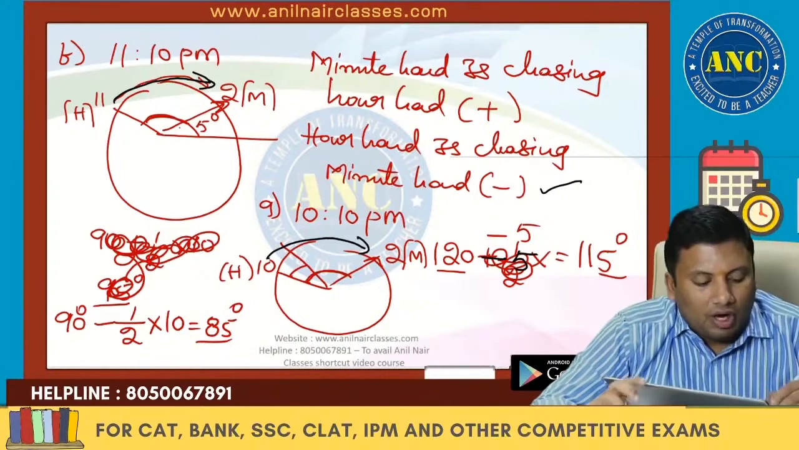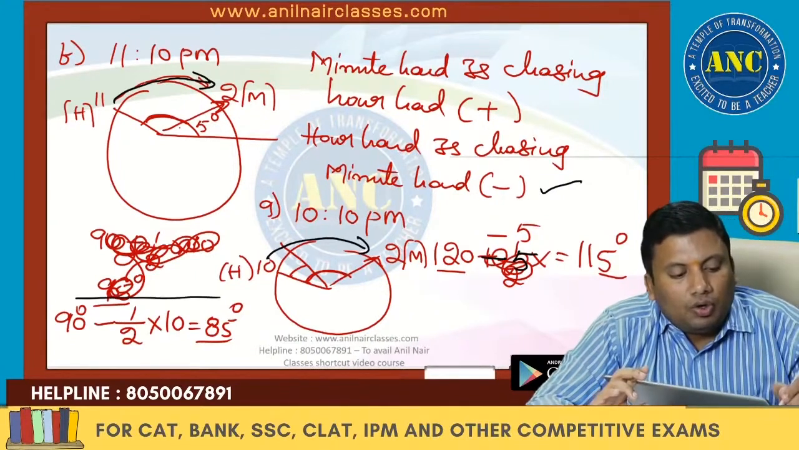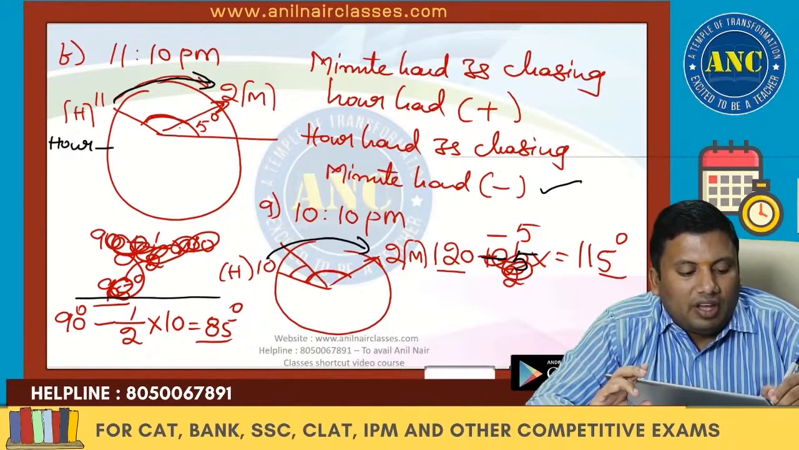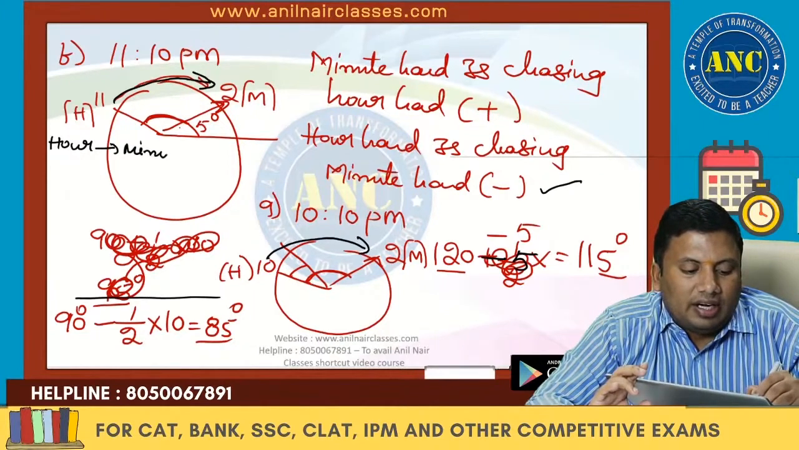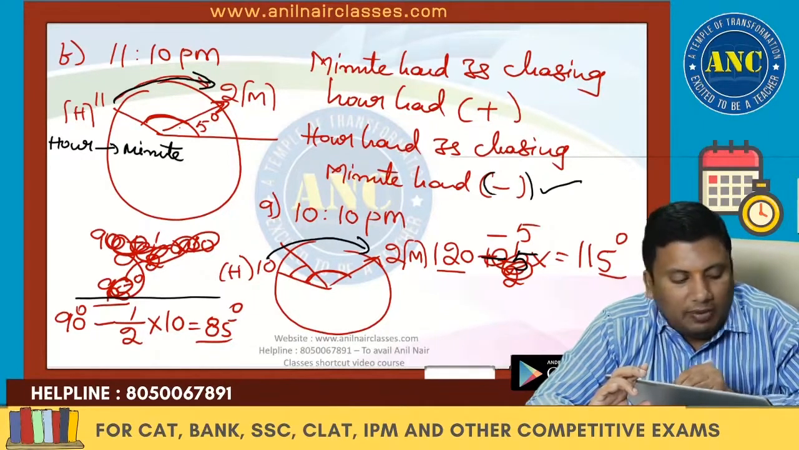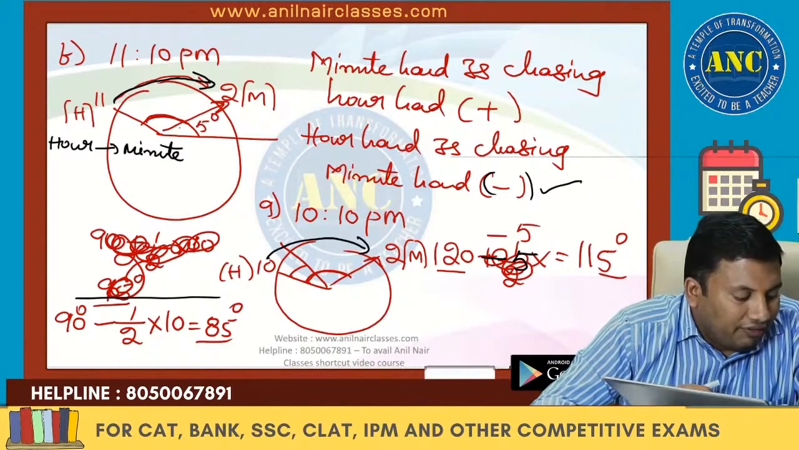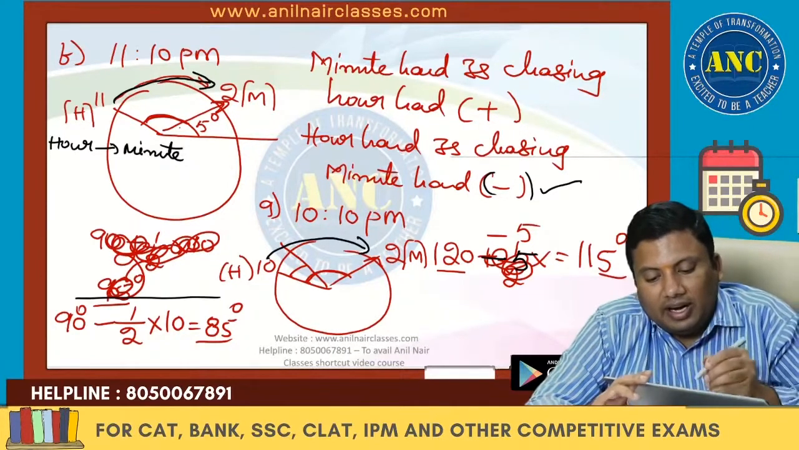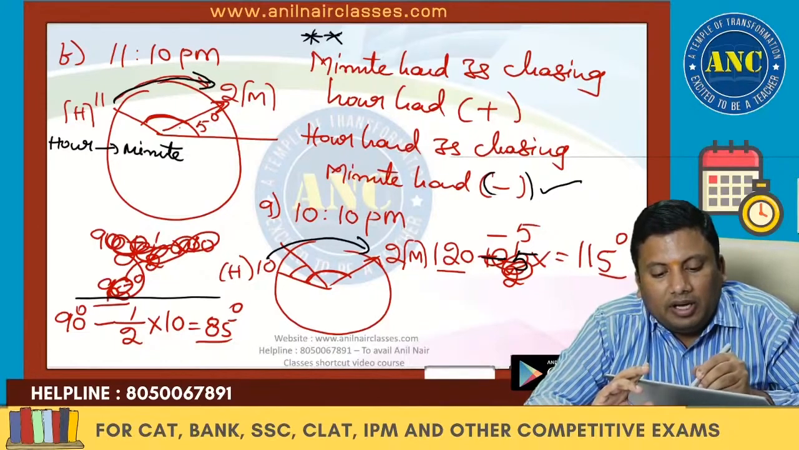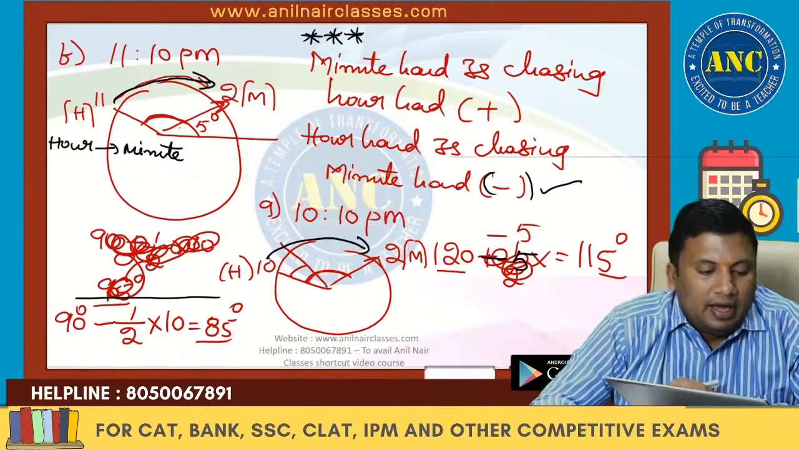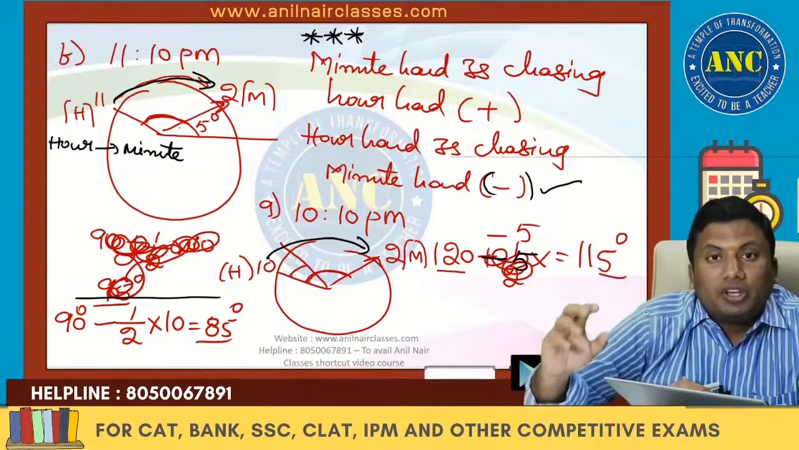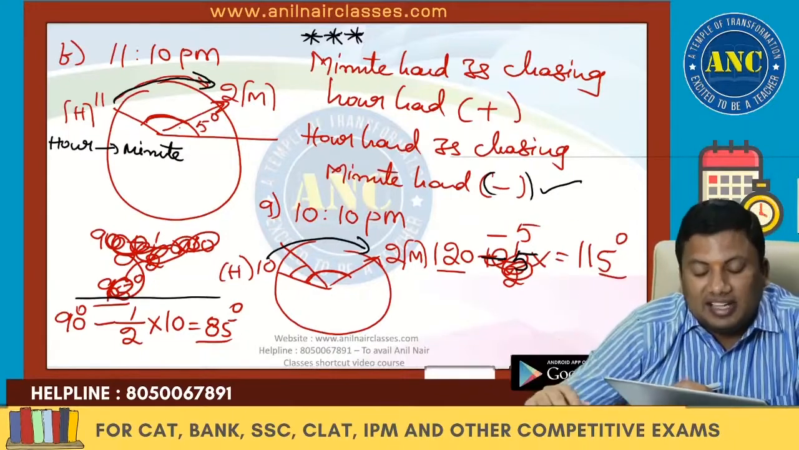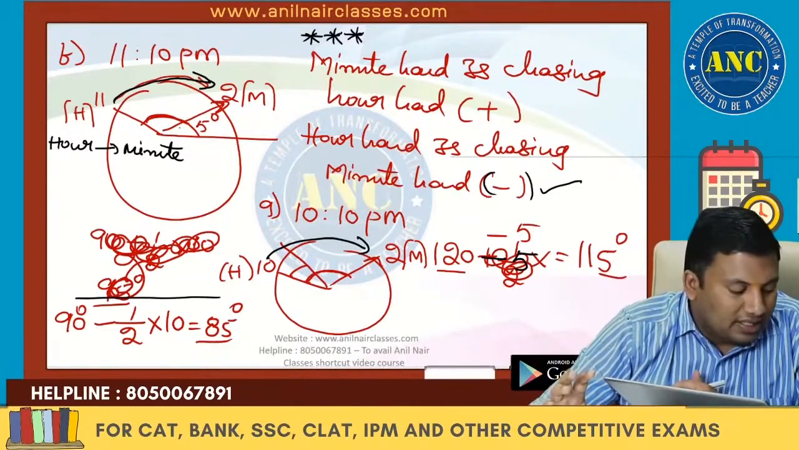I hope you got the idea, right? So don't make this mistake. If the hour hand is chasing the minute hand, it is subtraction. If the minute hand is chasing the hour hand, it is plus. Here I wrote the point right, but in a hurry I did this. Don't be impatient while solving a problem. That is the lesson that you have learnt. I hope it is clear.